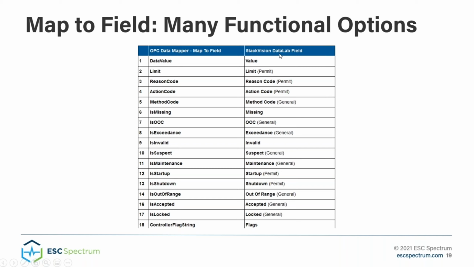The StackVision Data Lab field just represents the column name that you should see when you first load data in our feature Data Lab. And then the Data Lab fields below value are the options that you can load to see more information about that data point. Those data points can all be filled via OPC Data Mapper.